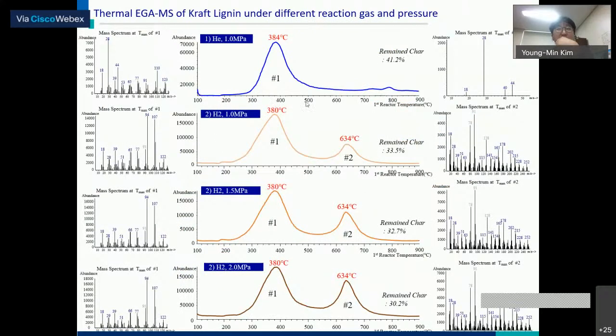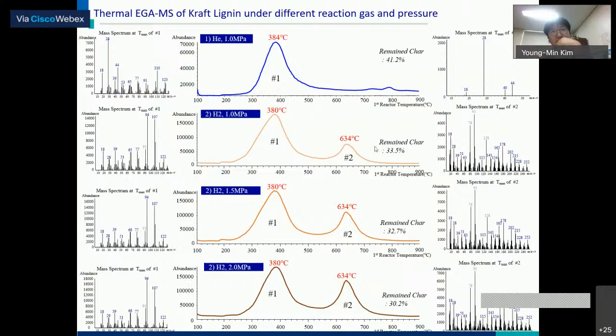This indicates the reaction temperature of both reactors. On the helium atmosphere, this kind of profile is generated. This is the EGA analysis. It has a similar shape to the DTG curve of lignin. So it was generally decomposed in this temperature region. However, if we apply hydrogen, an additional peak appears. And if I increase the reaction pressure a little more like this, the peak height of the second zone is increased.